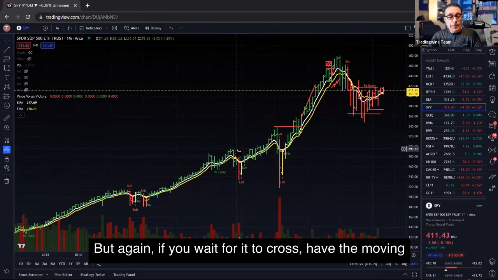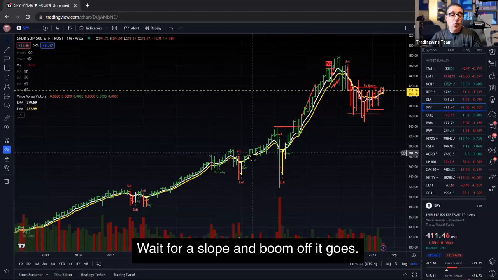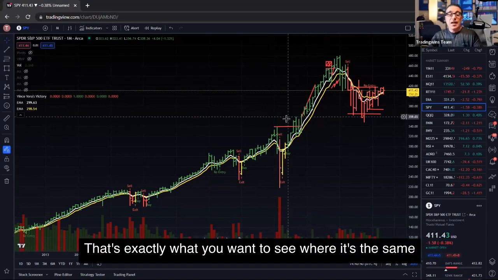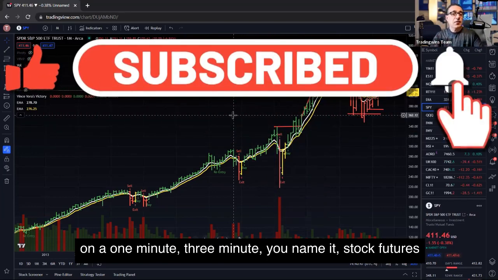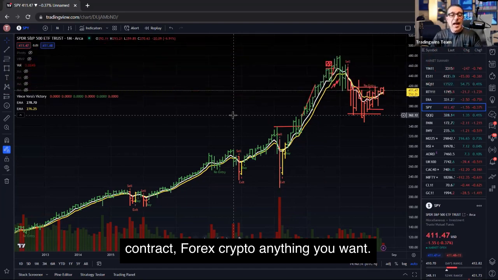But again, if you wait for the moving averages to cross, wait for it to take out that prior high, wait for a slope, and boom, off it goes. Look at here. The entry is above this prior high, and look at that move. That's exactly what you want to see. Works the same on a 1 minute, 3 minute, you name it, stock, futures contract, Forex, crypto, anything you want.